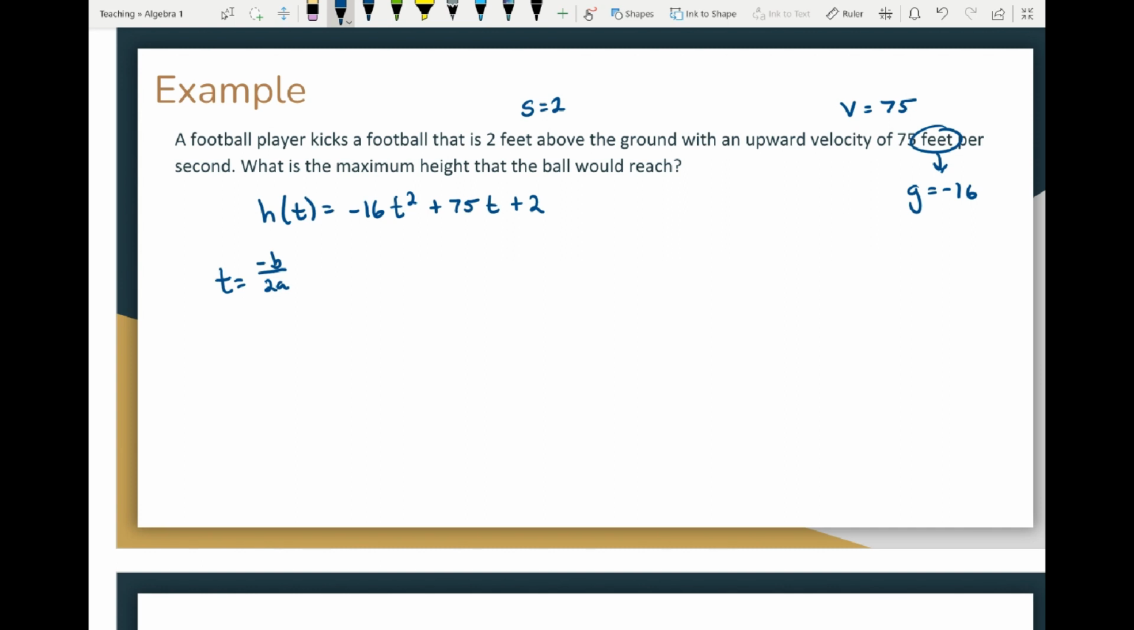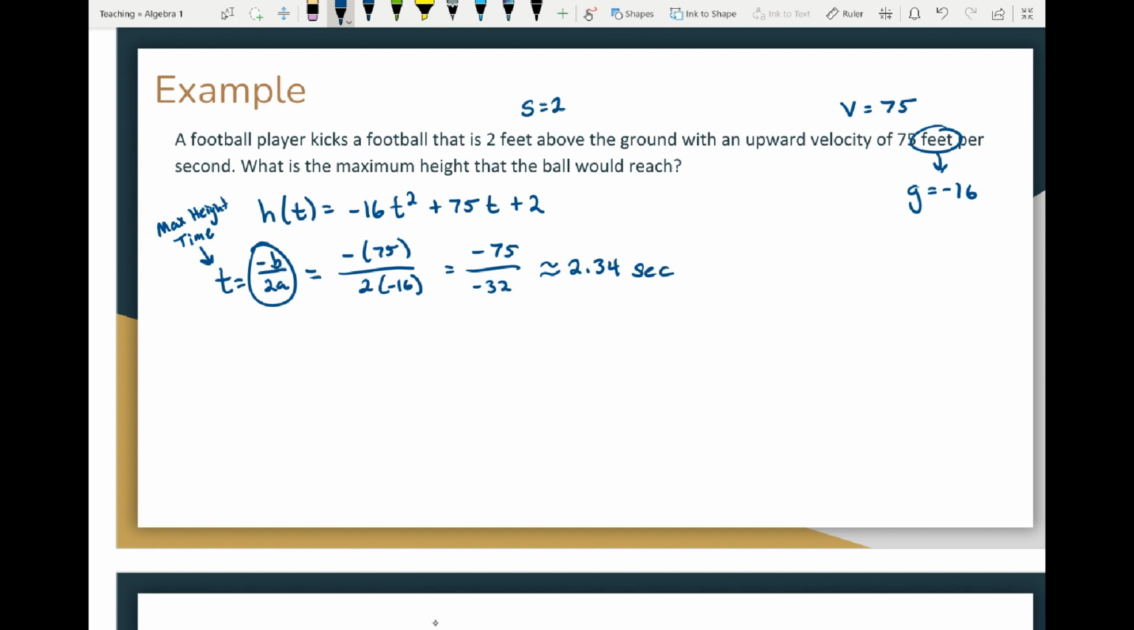So all we have to do is use that top part, and this is actually the time that you'll have your maximum height or minimum height, but in this case, it would be maximum. So that's our maximum height time, and that's found using negative b over 2a. So let's actually do that. That's negative 75 over 2 times negative 16. So negative 75 over negative 32 is about 2.34 seconds if you do that in your calculator.